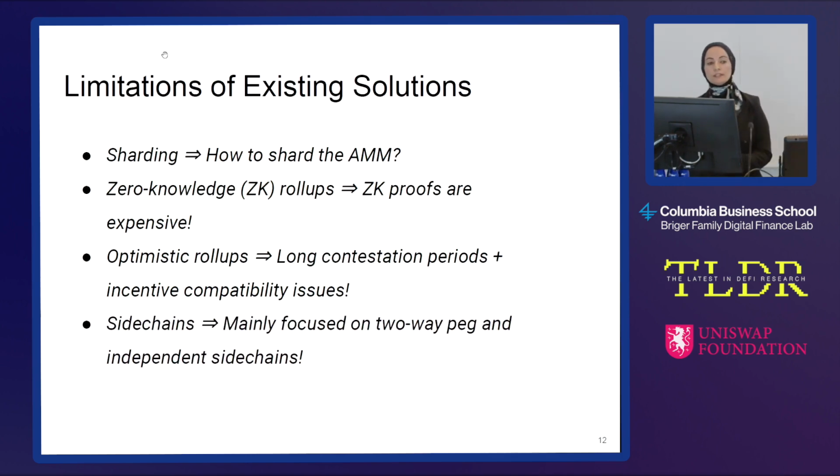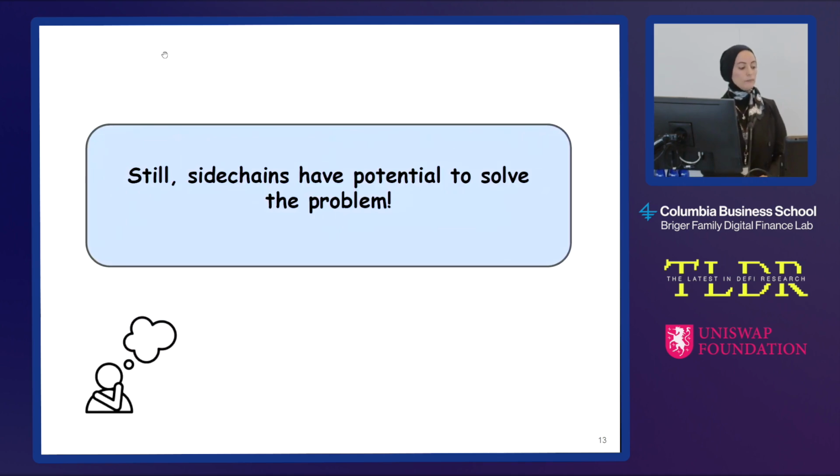Sidechains, unfortunately, most of the existing solutions until now focus on a two-way peg, which is basically transferring the currency between the main chain and the sidechain. And all of them view these two chains as completely independent. Still, we believe that sidechains have the potential to solve the problem.